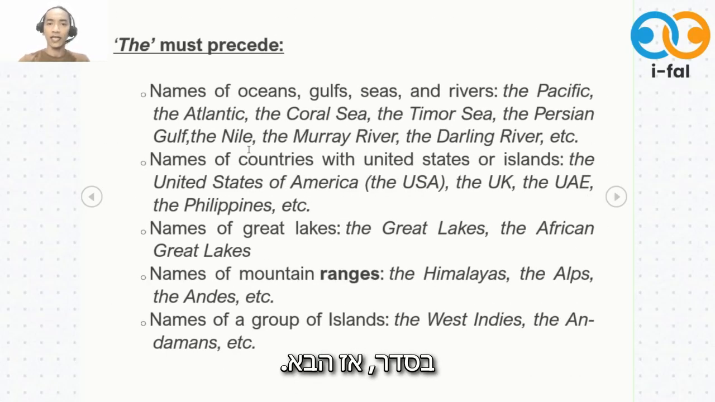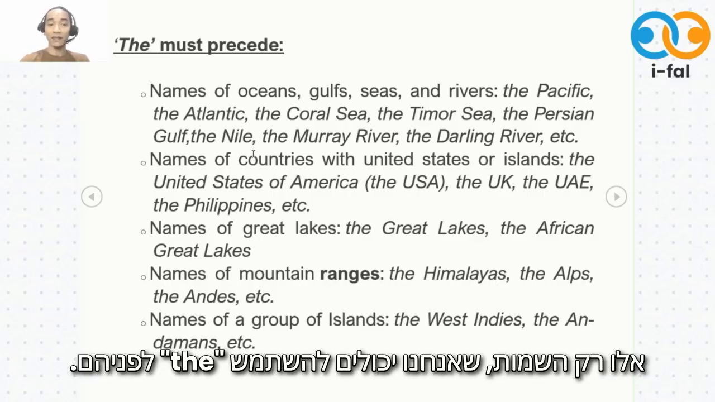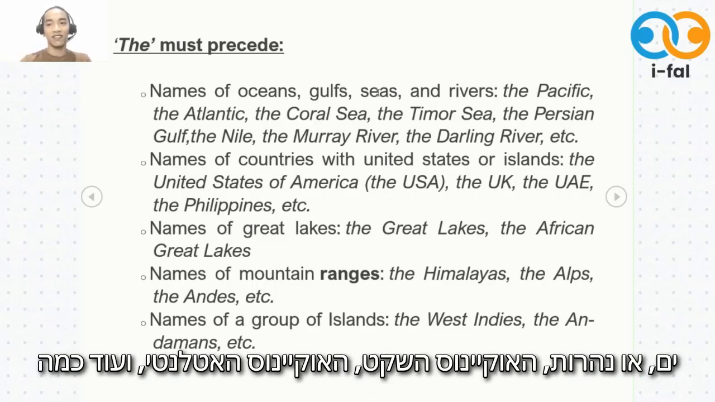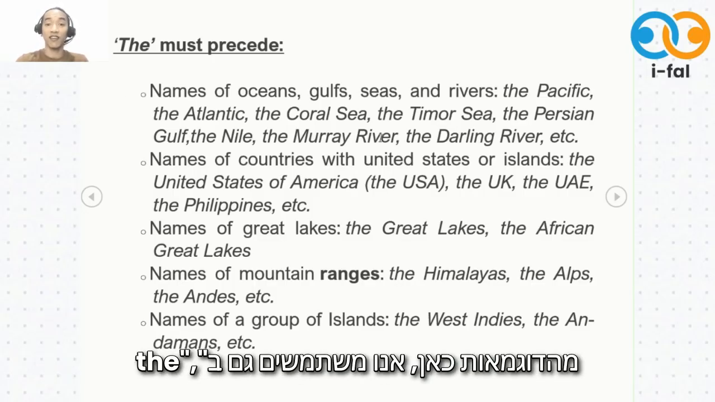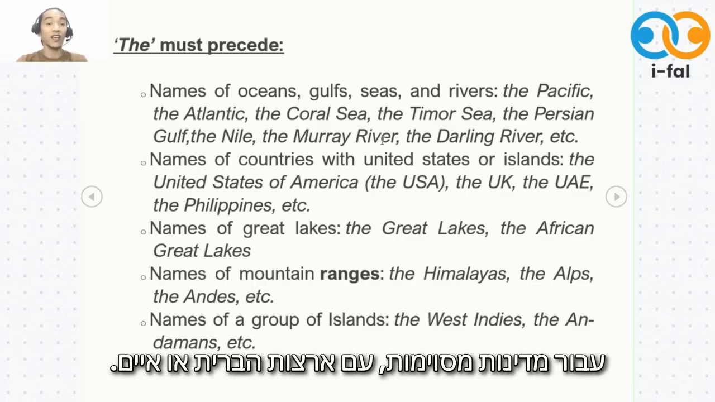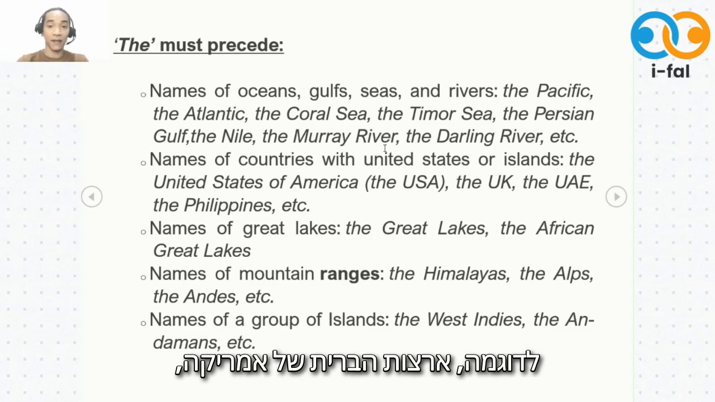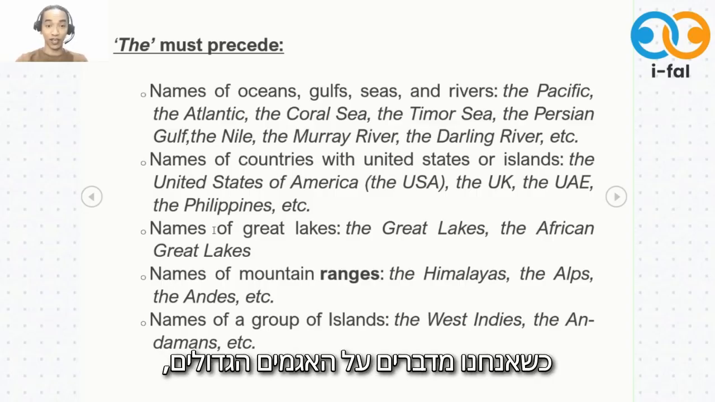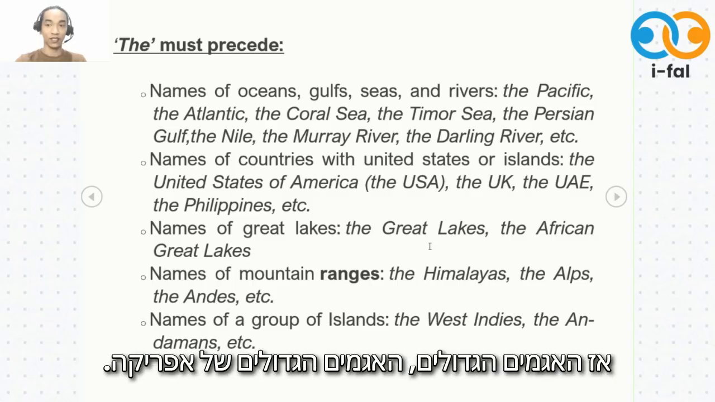All right? So next, these are the names that we can use the before. So when we're talking about names of oceans, gulfs, seas or rivers, the Pacific, the Atlantic, and some other examples here. We also use the for some countries, with United States or islands, or republic. All right? Example, the United States of America, the UK, the UAE, the Philippines. Next one, we also put the when we're talking about the Great Lakes, okay? So the Great Lakes, the African Great Lakes, we put the.